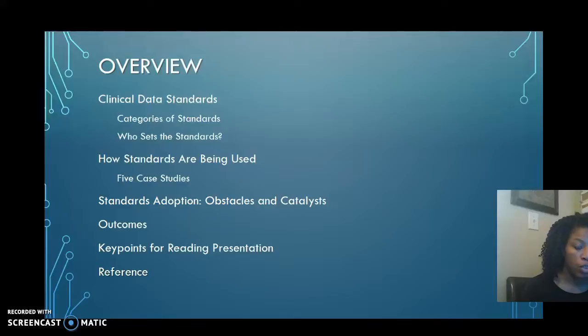Here's my overview for this presentation. I'll go over what categories of the standards, who sets the standards, how the standards are being used, including a brief overview of the 5 case studies, standards of adoption, obstacles and catalysts, outcomes, key points for reading presentation, and then my references at the end.